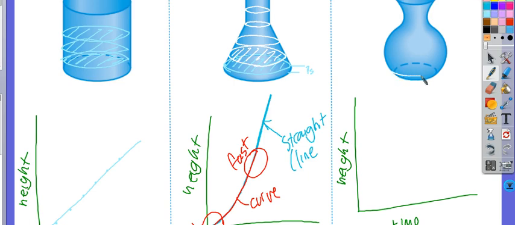Let's start again. After 1 second, the height has changed this much. So after a second more, how will it change over that next second? Yeah? It'll probably go up the same, but a little bit less. The same, but a little bit less.